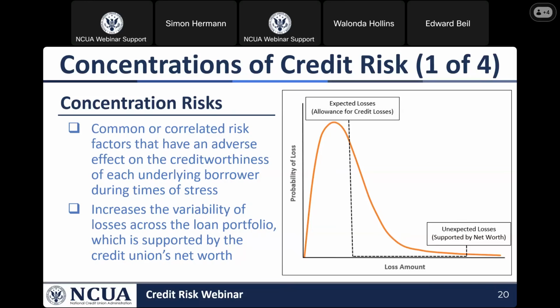As a matter of best practice, the risk capacity of a credit union and its board's risk appetite and risk tolerances would drive how concentration risks are managed. Next slide.